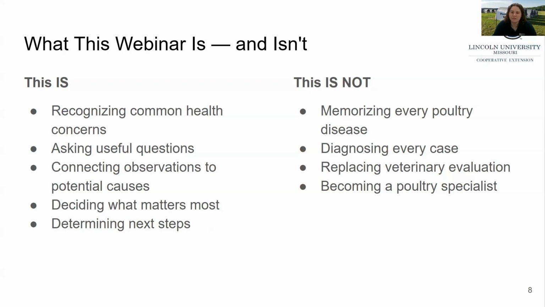Recognize what we're seeing, ask useful questions, connect the information, decide what matters most, and then determine what needs to happen next. So this is not about becoming a poultry specialist in an hour. It's really about having a process that you can use when you don't immediately know the answer. And honestly, I'm hoping that you can use this same process really for any species that you're working with.